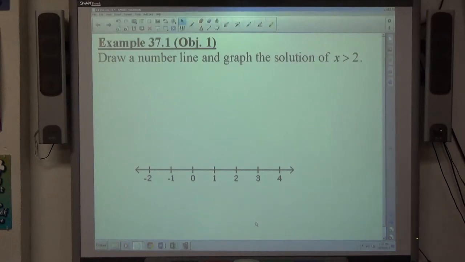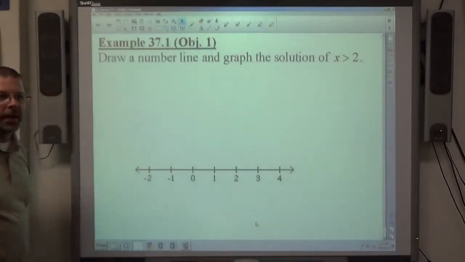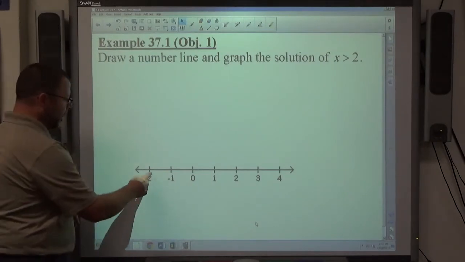Example 1. Draw a number line and graph the solution for x is greater than 2. To me, number lines is something you learned in like 5th or 6th grade, maybe? Maybe 2nd grade. I don't know when you learned number lines. Anyway, I'm very, very picky about how your answer looks on a number line. So pay close attention here to make sure you do everything I ask you to do on a number line problem so you don't lose partial credit when I'm grading these problems.